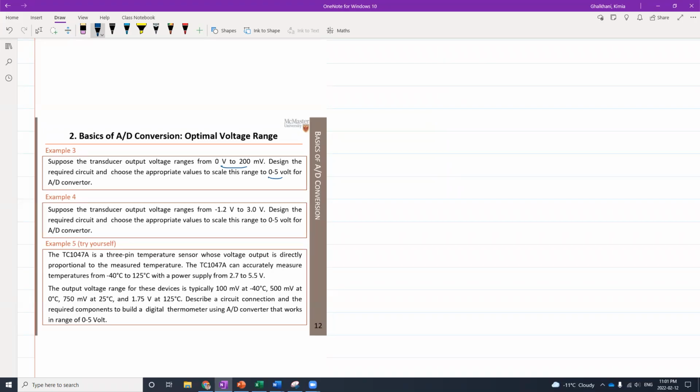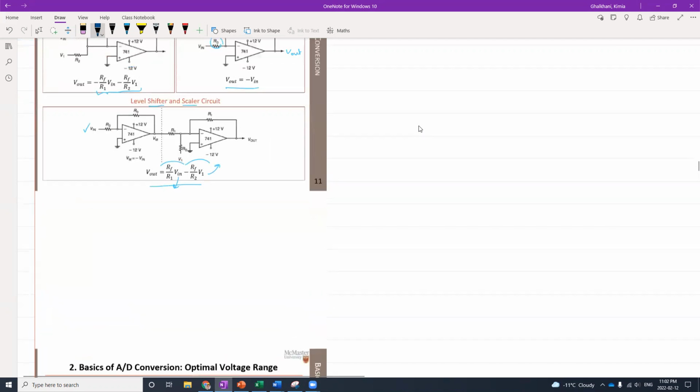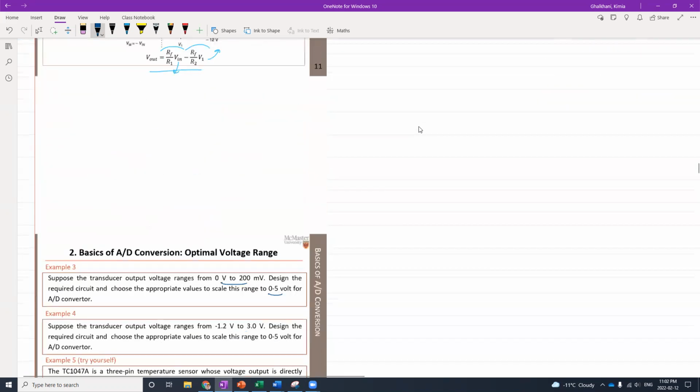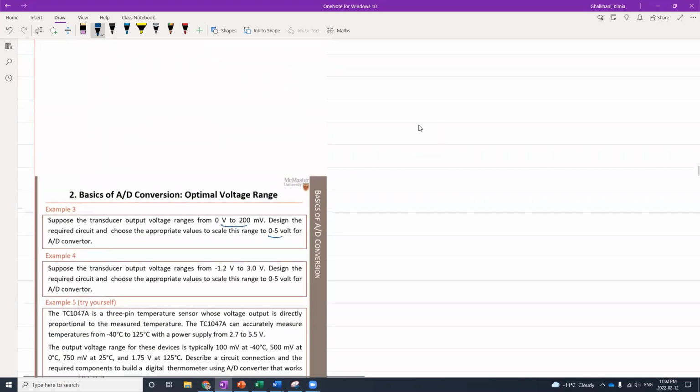We need to use a non-inverting amplifier to amplify the voltage for efficient use of the A to D. The scaling, we have already explained how we can calculate it. The scaling can be calculated using the scaling equation, which is the relationship between the output over input. That's how we are going to calculate the scaling.